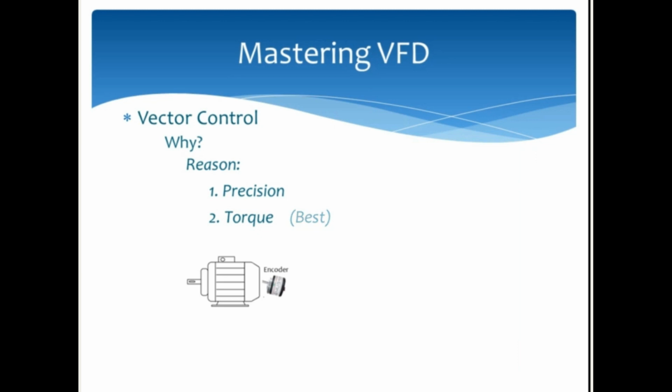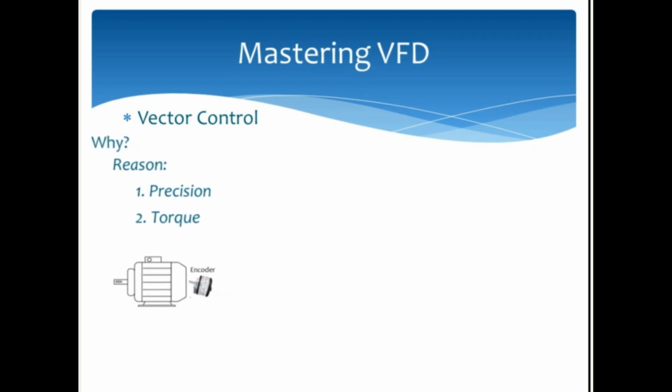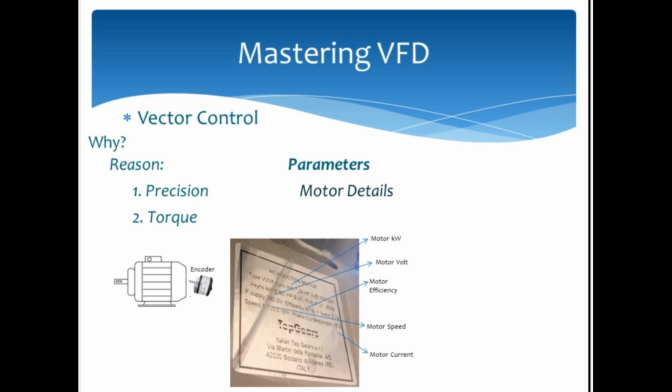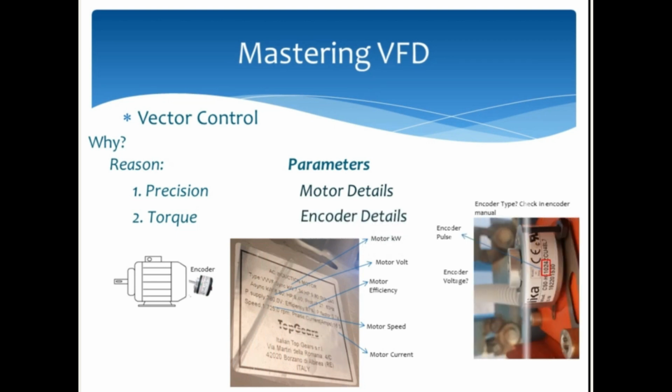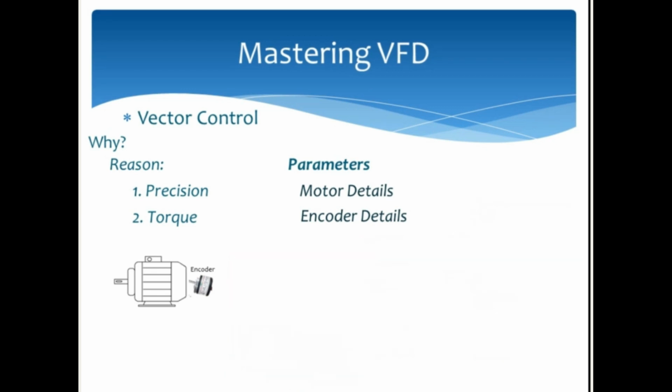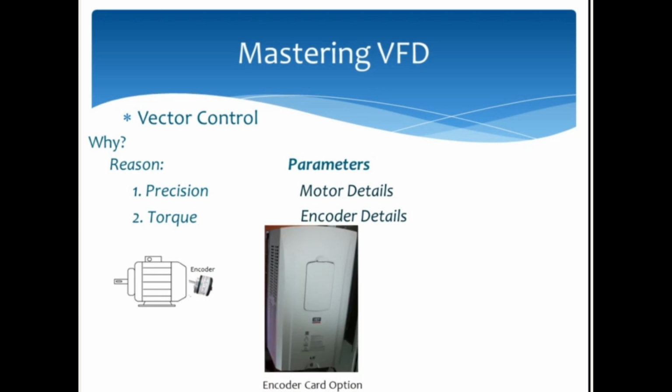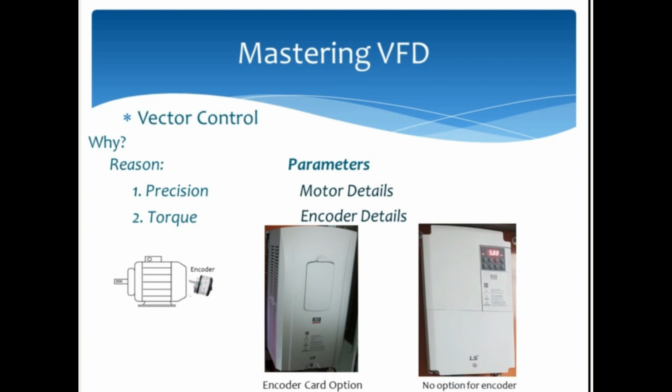So what do we require to program vector control? We need to know the motor details and we need to know the encoder details. To connect the encoder, we should check if the encoder card is available in the drive. For some drives, it's built in, but for some we need to install an option card. And there are some drives which do not have an encoder card option. So we need to plan these things before installation.